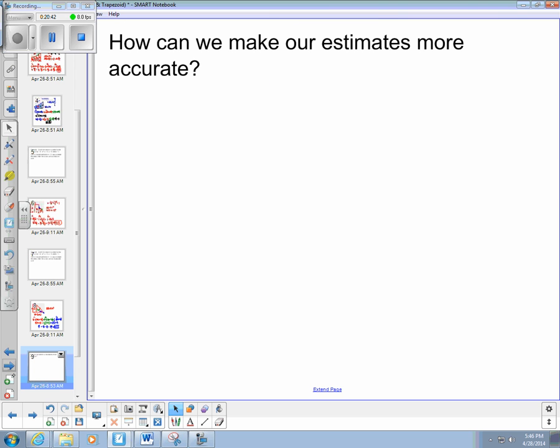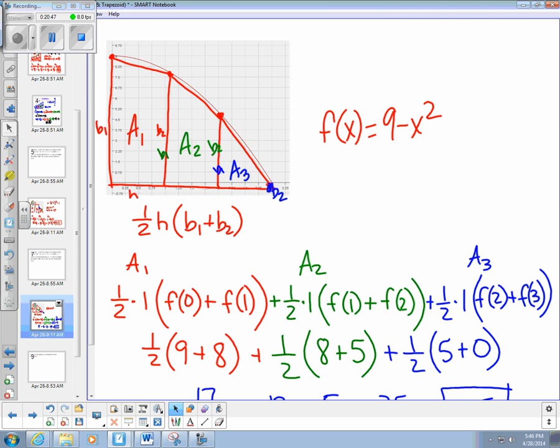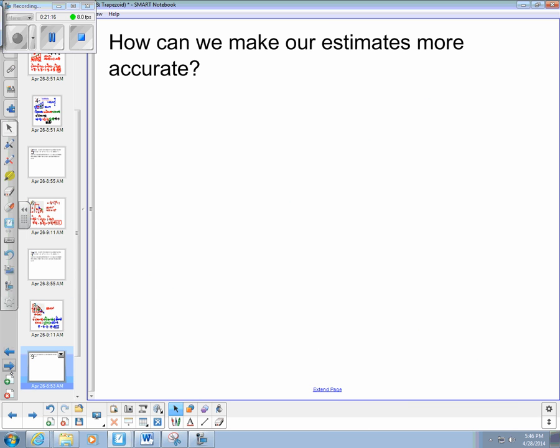Okay, now I want to remind you, how can we make our estimates more accurate? Well, obviously the method that we choose can make it more accurate, but also if we made more partitions in this graph, if I used 6 partitions instead of just 3, so if I drew another line here, then these partitions are again resembling the graph a little bit closer than what our 3 partitions did. So the more partitions you use, the closer your estimate will come out to be.